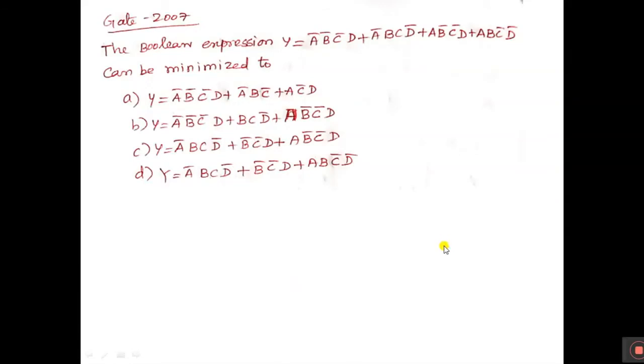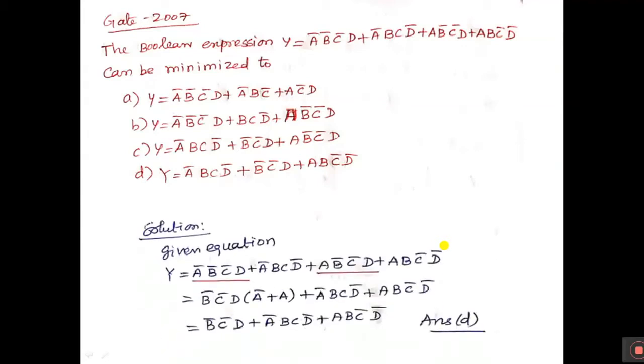Next question. This question was asked in GATE 2007. The Boolean expression y equals A bar B bar C bar D plus A bar B C D bar plus A B bar C bar D plus A B C bar D bar can be minimized to which of the options? Four options are given. Let us discuss the solution.